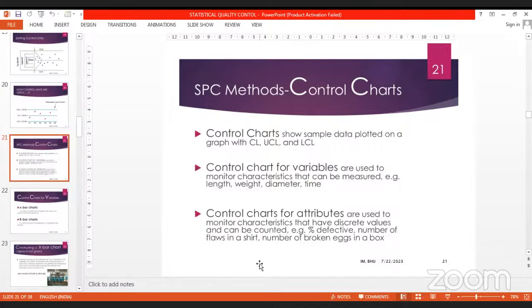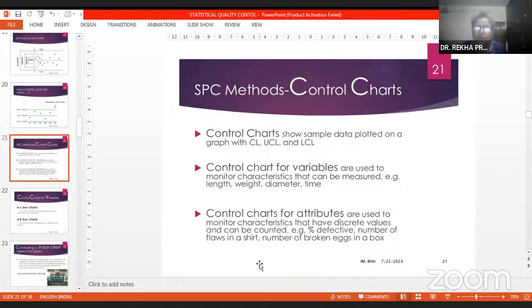That is length, width, diameter, time. Attribute control charts are used to monitor characteristics that have discrete values and can be counted. That is percentage defective, number of flaws in a shirt, number of broken eggs in a box. So this is attribute. This is not discrete.